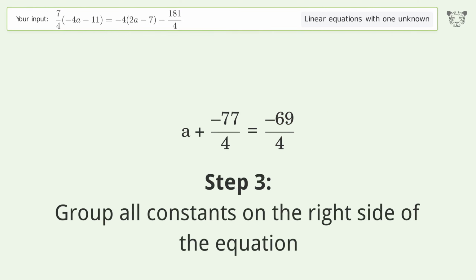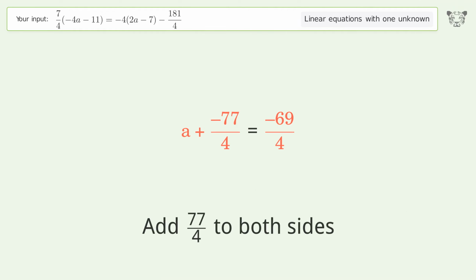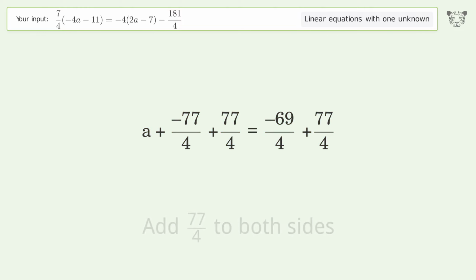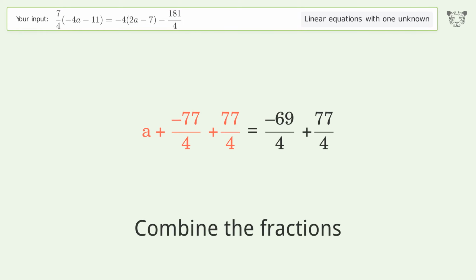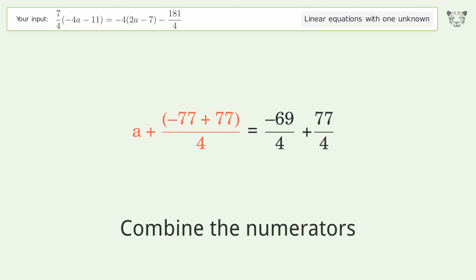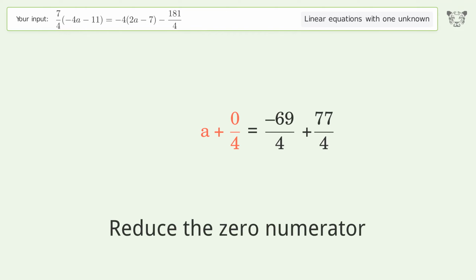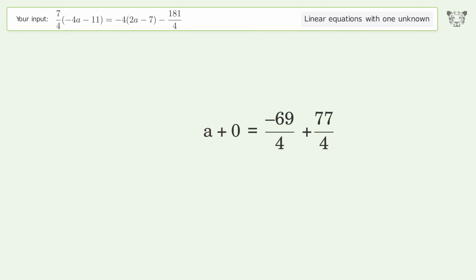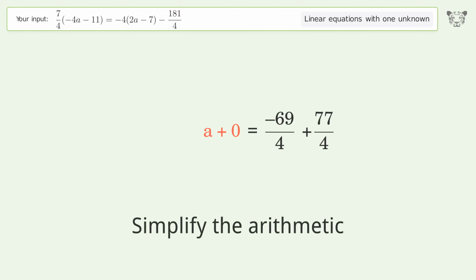Group all constants on the right side of the equation. Add 77/4 to both sides. Combine the fractions. Combine the numerators. Reduce the zero numerator. Simplify the arithmetic.